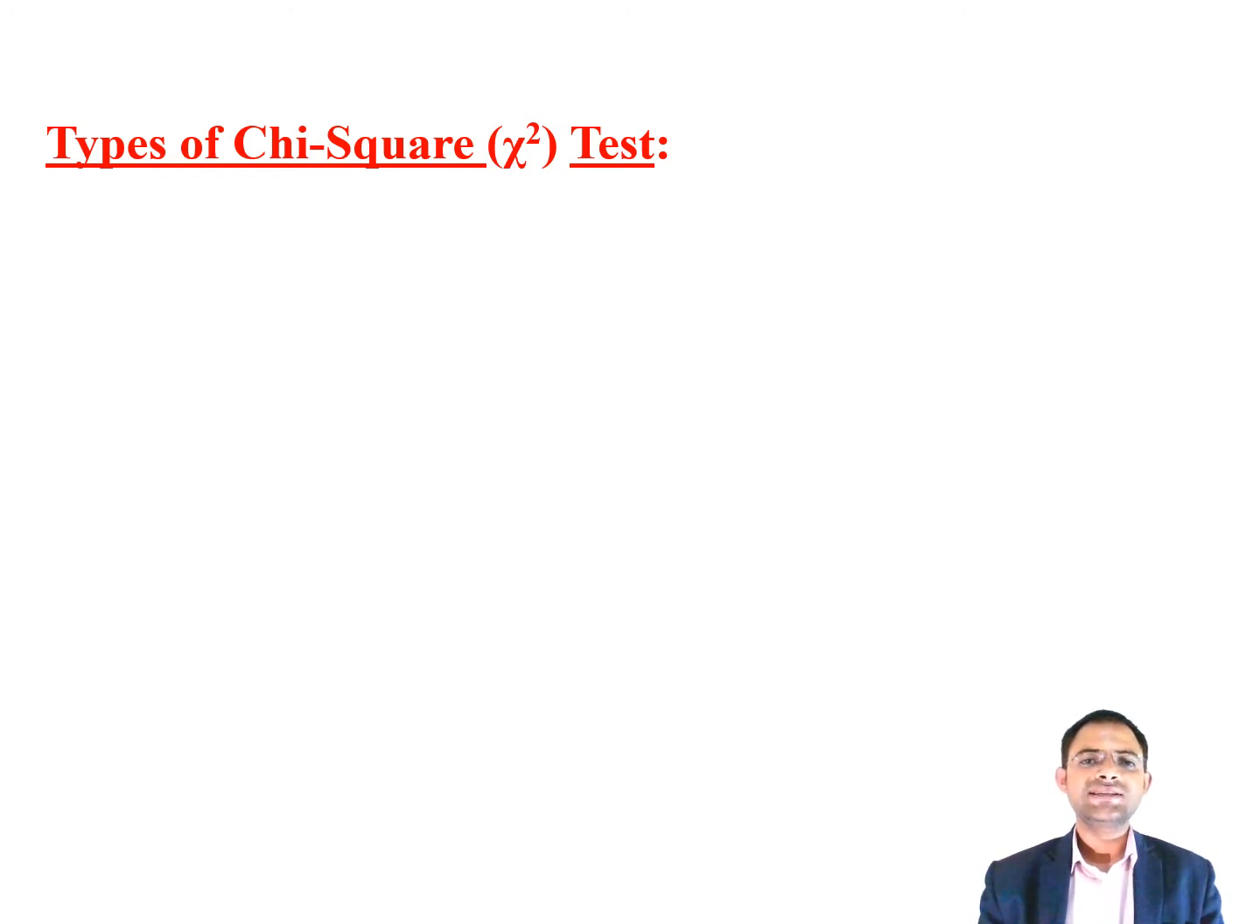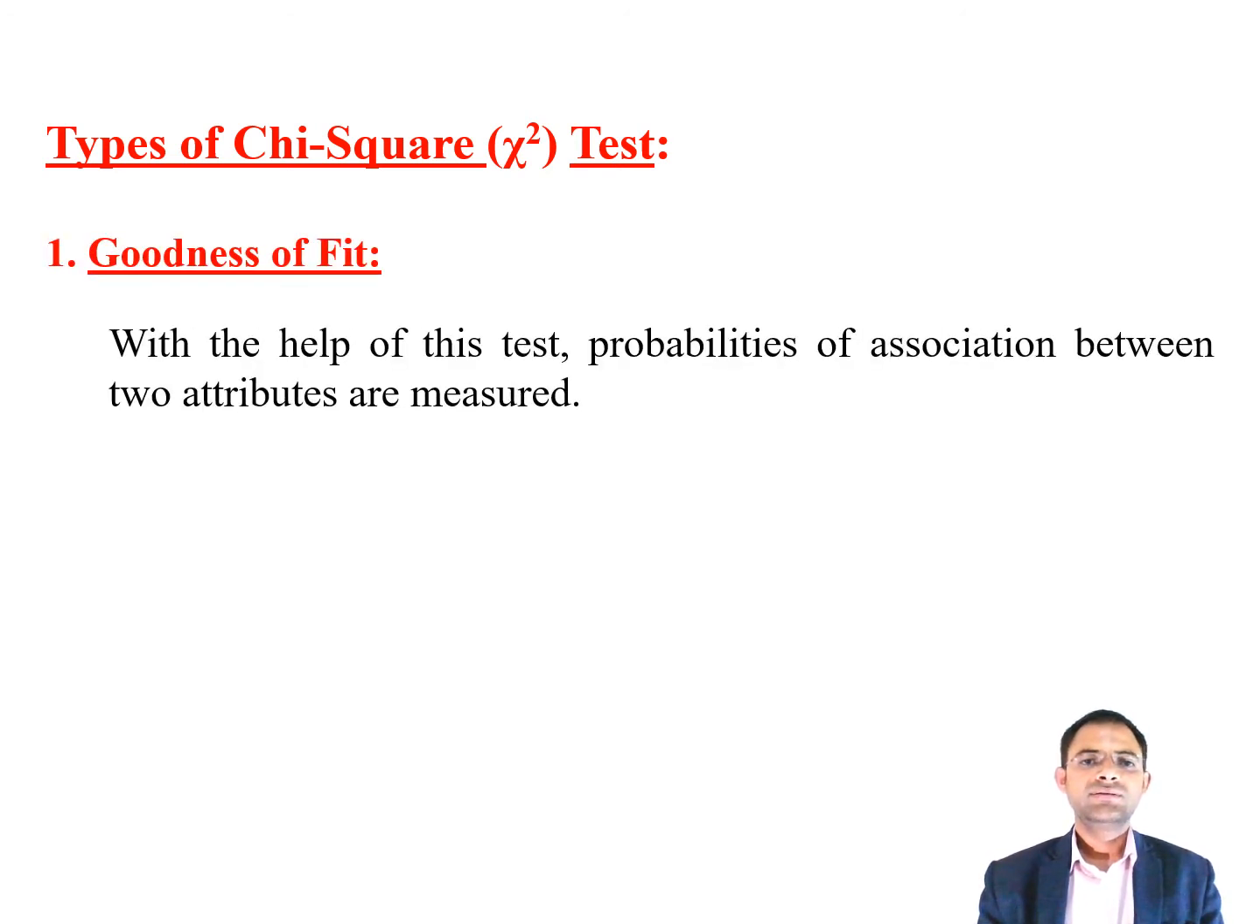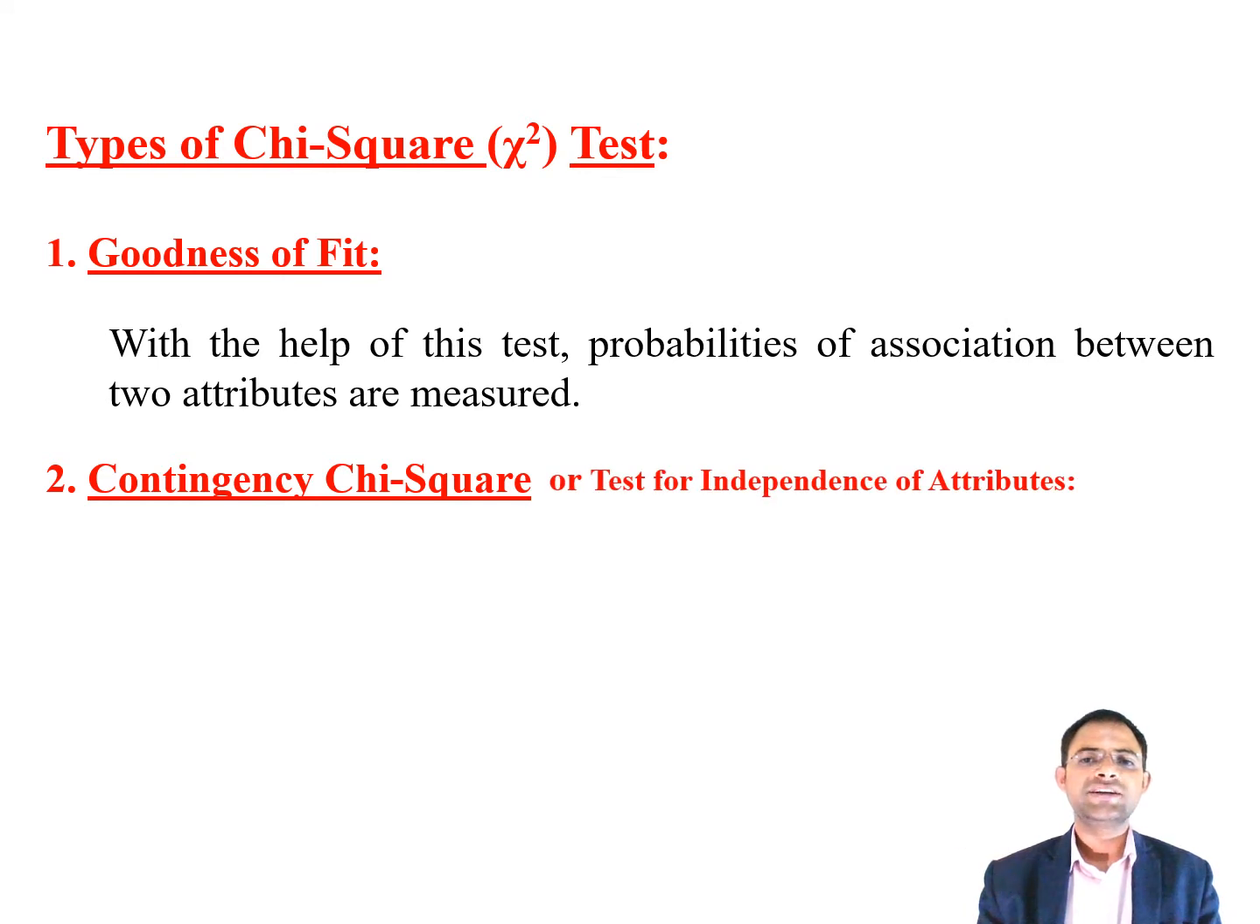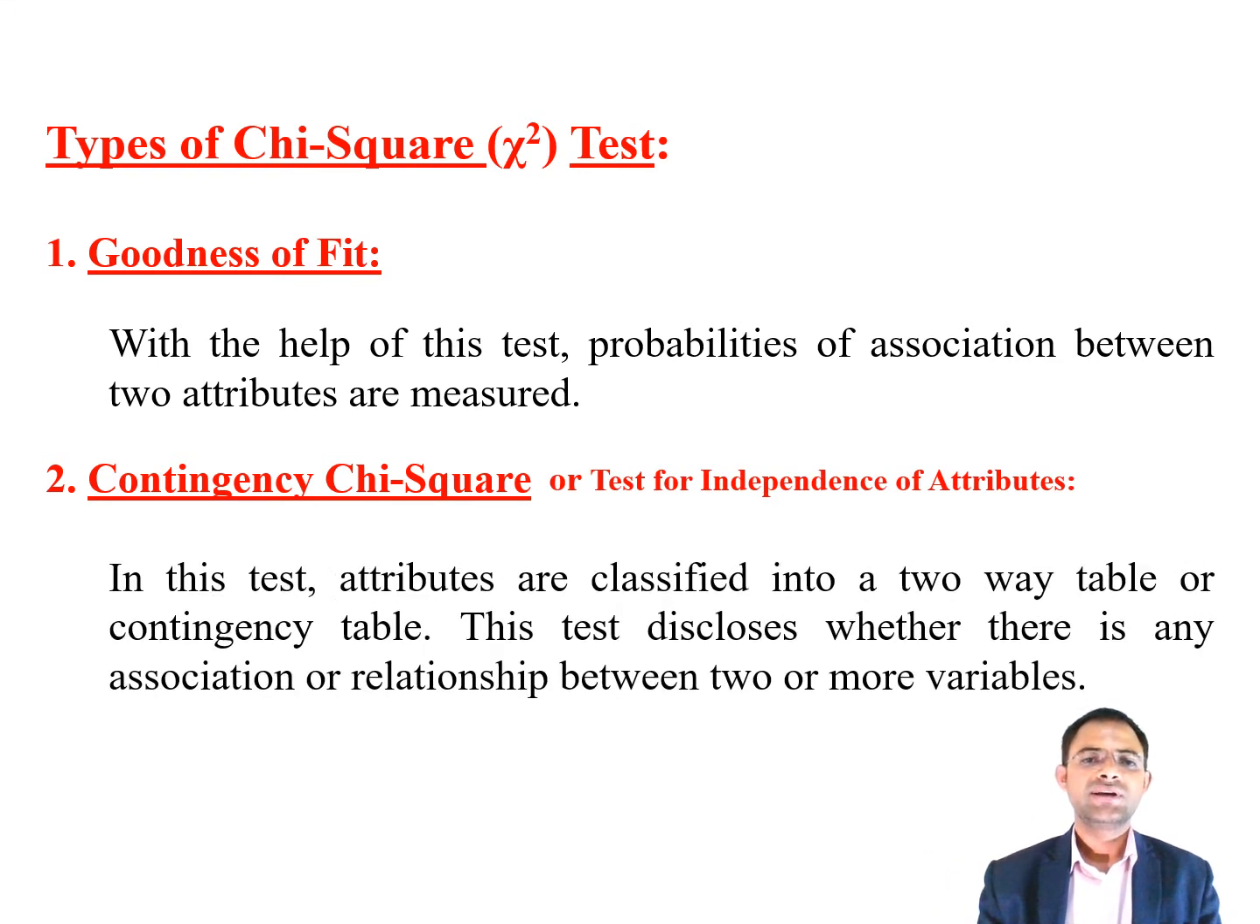Generally, the chi-square test may be of three types. The first one is goodness of fit. With the help of the goodness of fit test, probabilities of association between attributes are assumed. The second one is contingency chi-square, and this is also known as the test for independence of attributes. In this test, attributes are classified into a two-way table or contingency table. This test discloses whether there is any association or relationship between two or more variables.